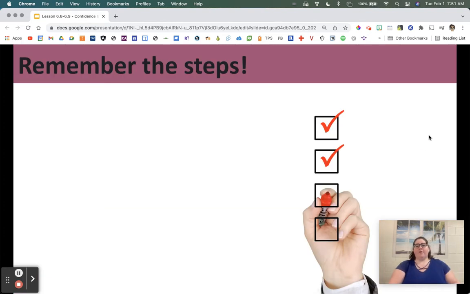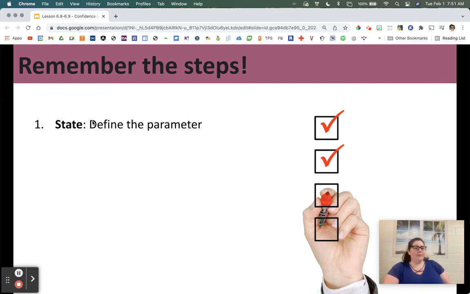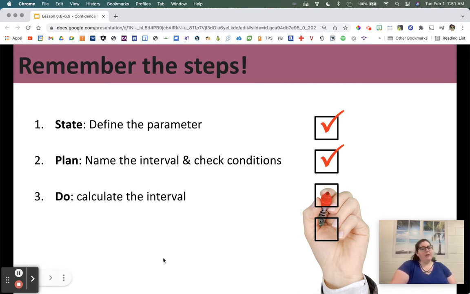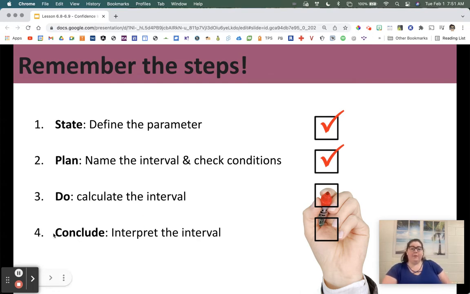So remember our 4 steps when we are doing any type of confidence interval problem. First, we state, which means we define our parameter, the thing that we're trying to find out or estimate. Second is we plan, which means we name the interval that we're doing and we check our conditions and assumptions. Then we're going to do, which basically means we calculate the interval. And then we're going to conclude, which means we interpret the interval. So those 4 steps are still there. They just look a little different.